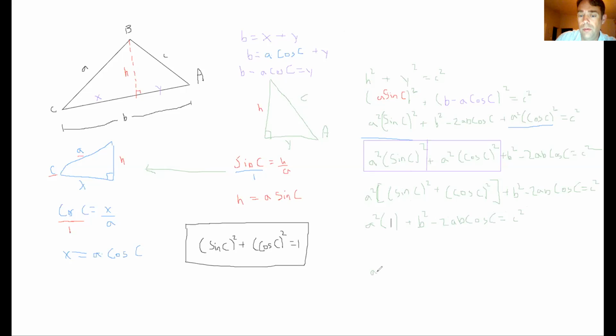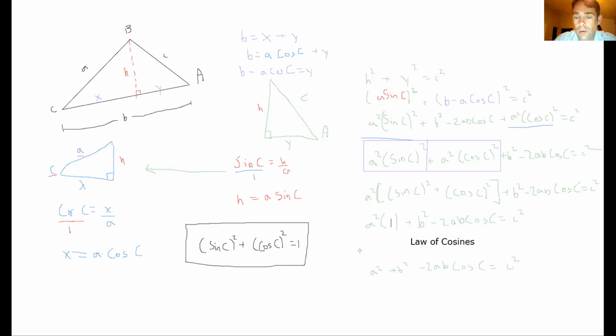So a squared plus b squared minus 2ab cosine of c equals c squared. And friends, this thing that we find here came to be known as, just like we had a law of sines, well, this one has a cosine in it, so we call this the law of cosines. And this is going to be the thing that we're going to play with today.